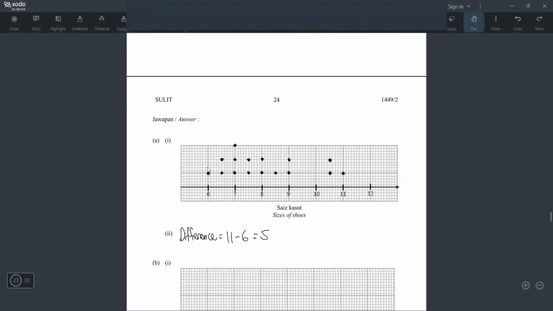By the way, this dot represents what? It represents frequency. It means size 6 kasut punya ada 1 orang, size 6.5 punya ada 2 orang, and so on. Yang size 7 ada 3 orang. So the number of dots is actually the frequency. But if you want to take difference, we will take the bigger size shoes, 11 tolak 6 macam tu.